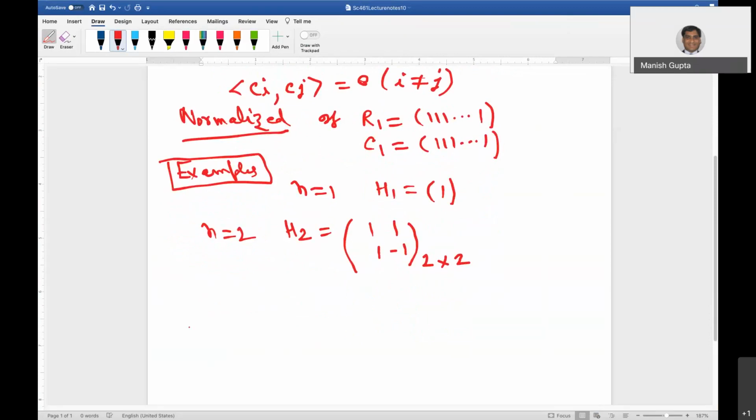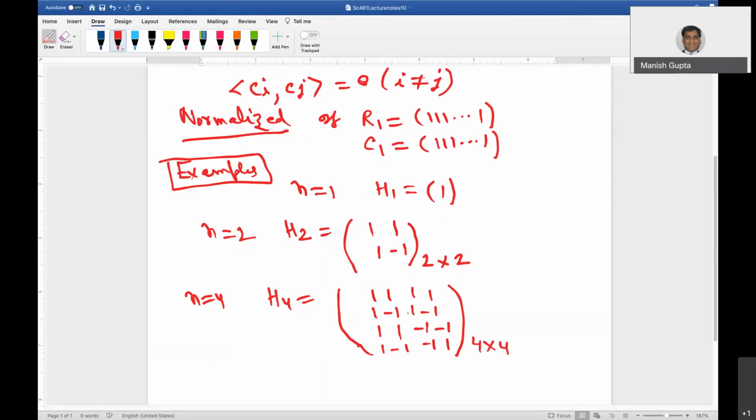Next example, for n is equal to 4. The matrix is nothing but 1, 1, 1, 1; 1, -1, 1, -1; 1, 1, -1, -1; 1, -1, -1, 1. Okay, this is your 4 cross 4 Hadamard matrix. Again, this is a normalized matrix because the first row is an all-one vector and the first column is an all-one vector.